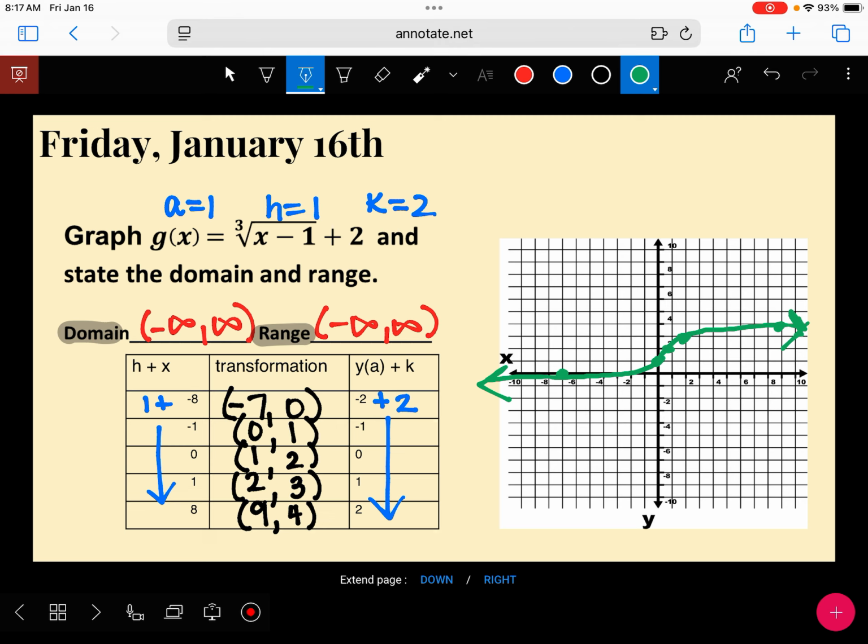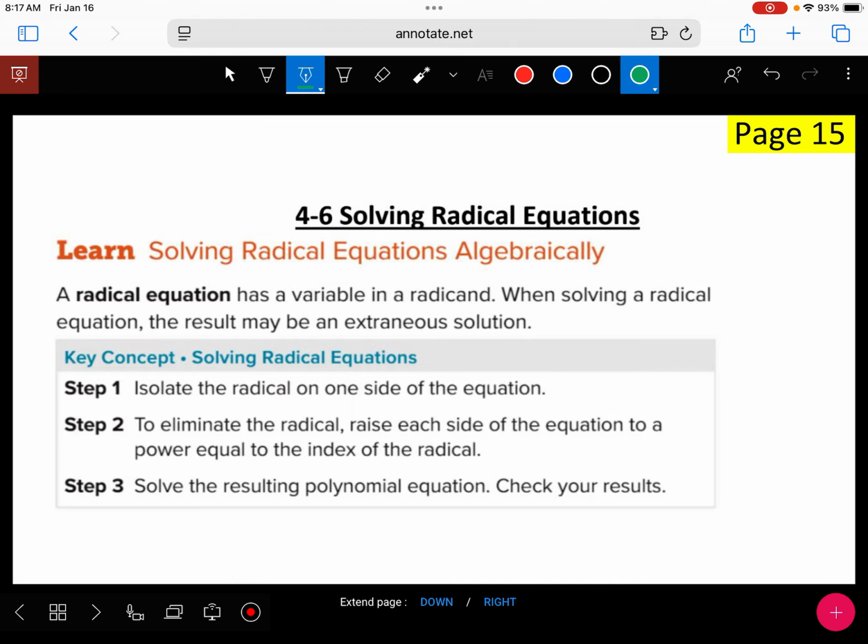So we're going to start the last piece. We do have our first test a week from today. And we're going to start the last thing that is on your test, which is solving square root equations and cube root equations. So let's go ahead and get started. Page 15. The most important part I'm going to highlight is you have to get the radical by itself. Okay? You have to get it by itself.